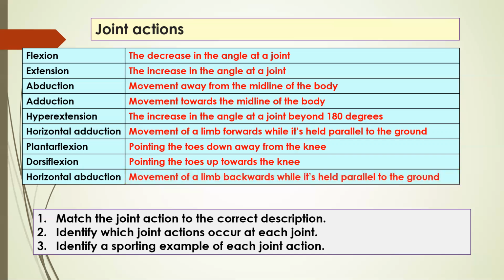So just make sure that you've got all of those joint actions noted down. Once you've done that, we need to think about which joint actions occur at each of those different joints that we were looking at previously, and ideally link them into sporting examples. So just pause the video here, try and make a few notes, make sure you've got all of those definitions down, try and think about which joint actions can occur at a different joint, and possibly list a few sporting examples. Okay, we'll pick it up again shortly.